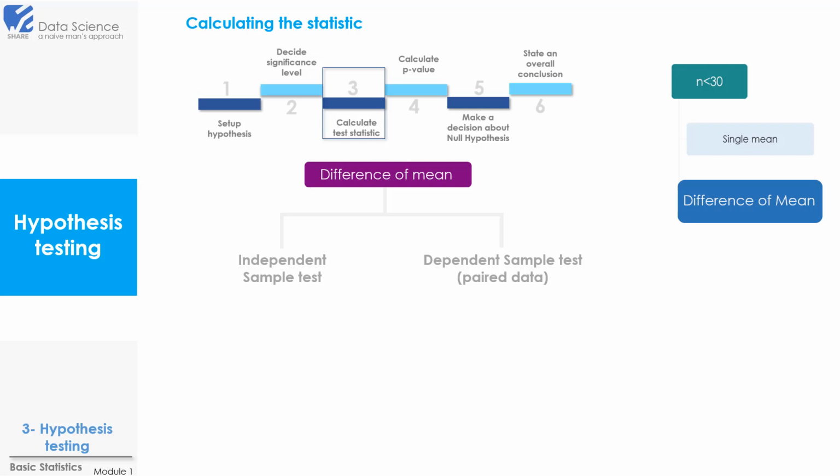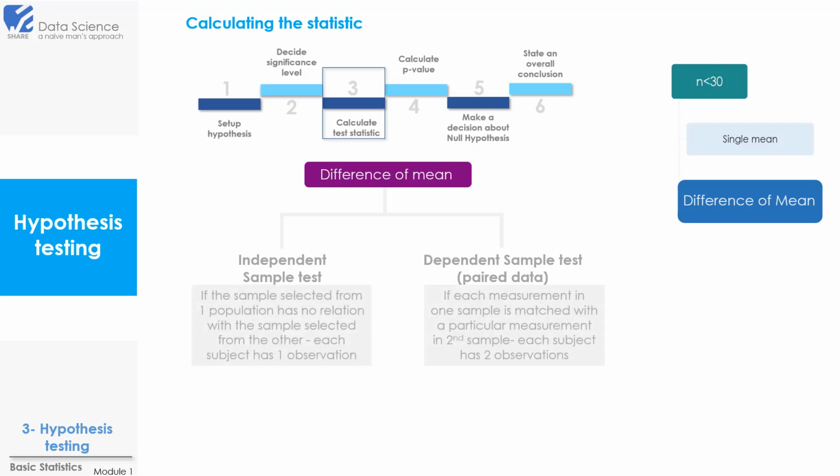Dependent samples are also called paired data. So let's see what independent and dependent samples are. Independent samples are samples selected from one population that have no relation with the sample selected from the other, or you can say that each subject has one observation. And in a dependent sample, each measurement in one sample is matched or paired with a particular measurement in the second sample, or we can say that each subject has two observations. So this is the basic definition of independent and dependent samples.